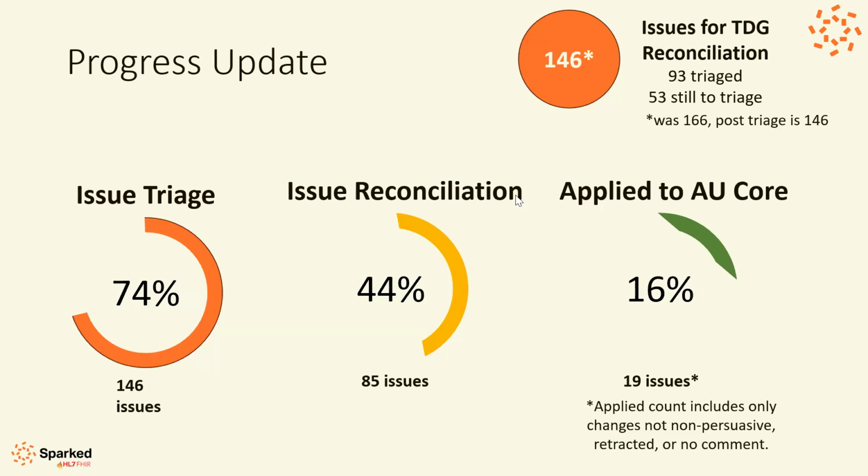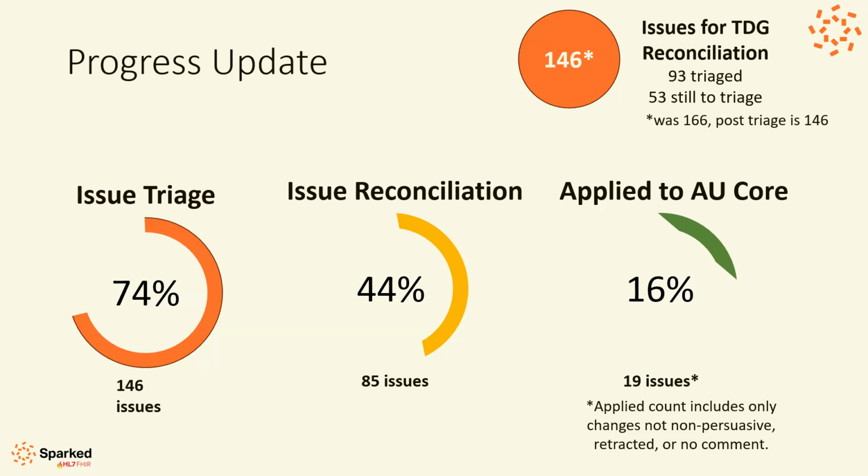Okay, so updates. We're going to run through updates on every one of our ballot reconciliation meetings so we can see where we're at. We did in the previous TDG a fortnight ago talk about the fact that there are 166 items for the TDG to reconcile, we thought, but there was still some triaging from the co-chairs to go through. That number's now dropped to 146, which is great. And from a triage side, we've got through around 74% of the issues overall. So there's only a little bit more to go before those can then be exposed to the group.